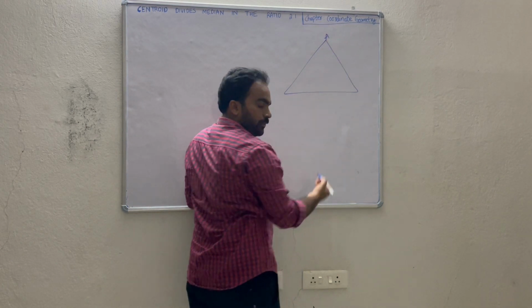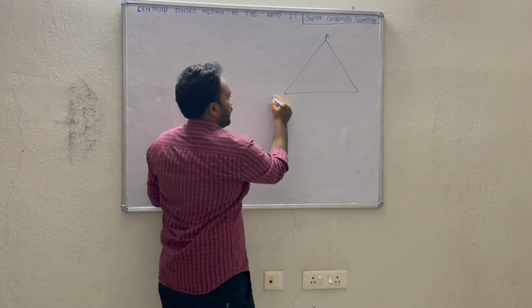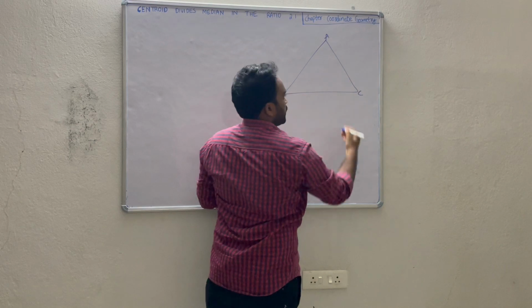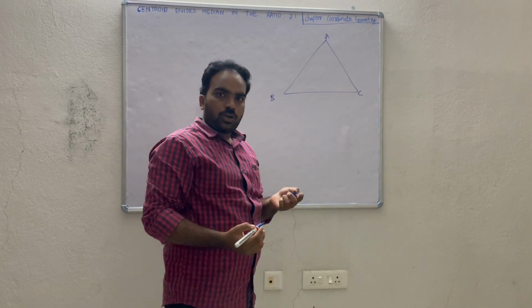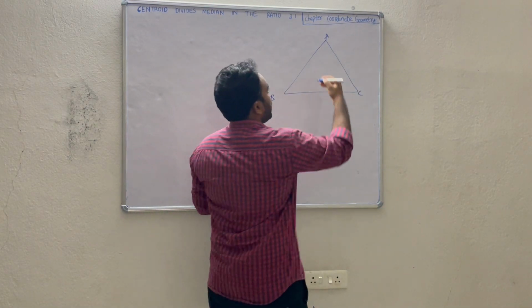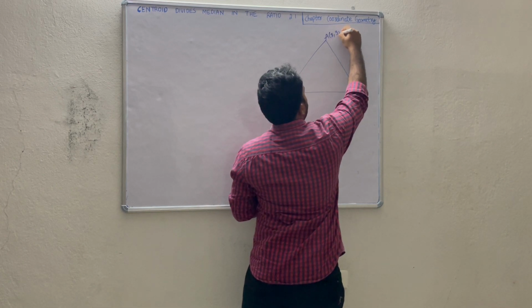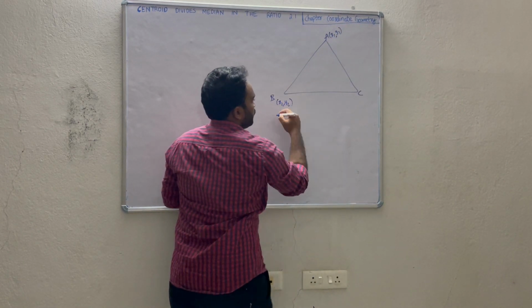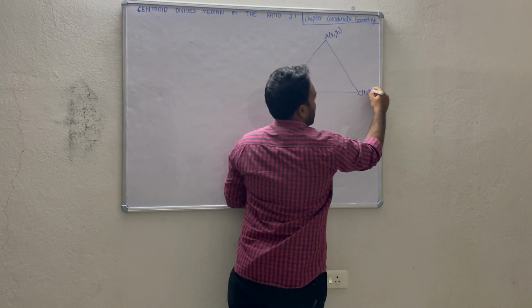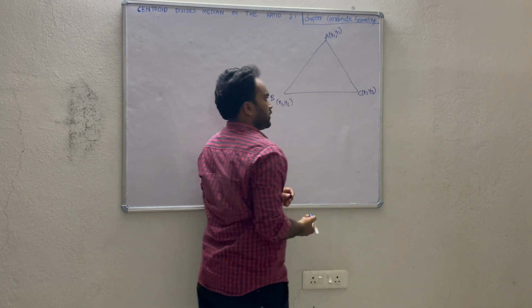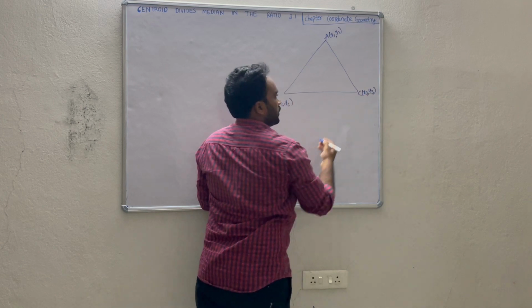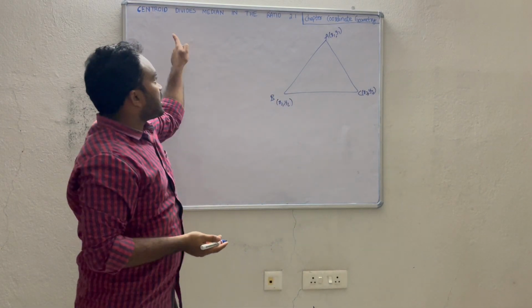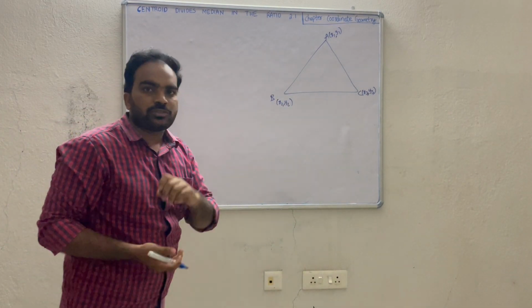Now I am taking a triangle ABC. In coordinate geometry, for each point we have two coordinates. For point A, I am taking the coordinates x1, y1. The second point is x2, y2. The third point is x3, y3. To prove this statement, we need three prerequisites.